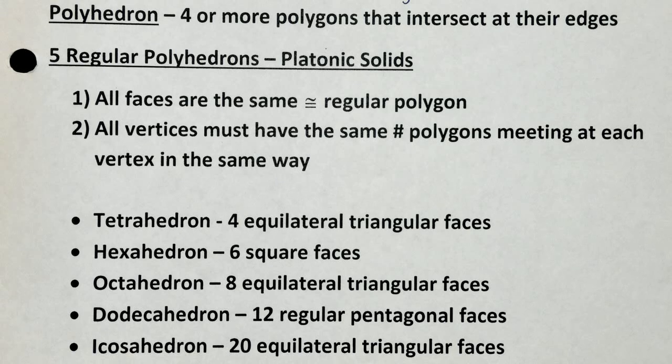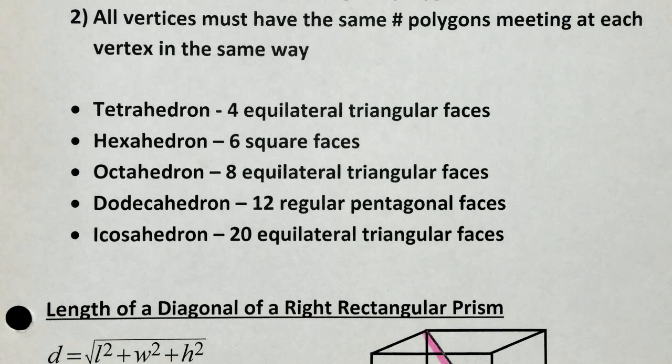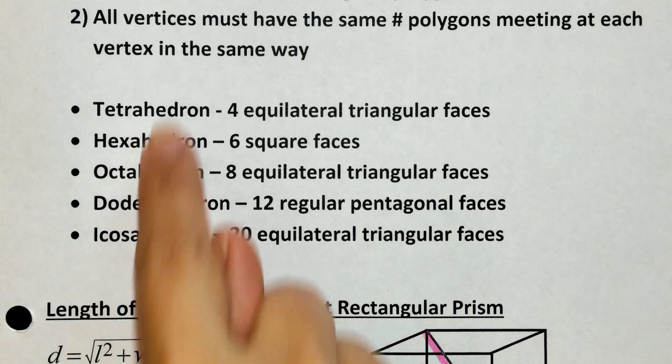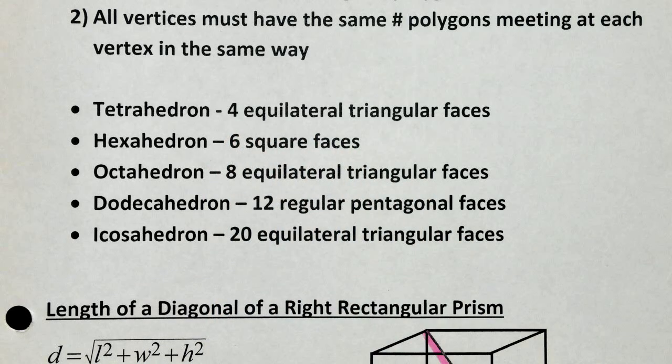So we have 5 different types: tetra, hexa, octa, dodeca, and icosahedron. So these are named based off of their faces. So a tetrahedron has 4 equilateral triangular faces. Hexa has 6 square faces. Octa has 8 equilateral triangular faces. Dodecahedron is 12 regular pentagonal faces. And then icosahedron is 20 equilateral triangular faces.